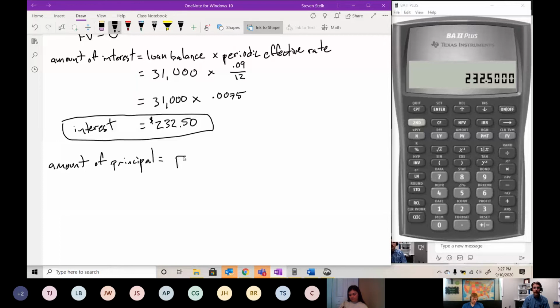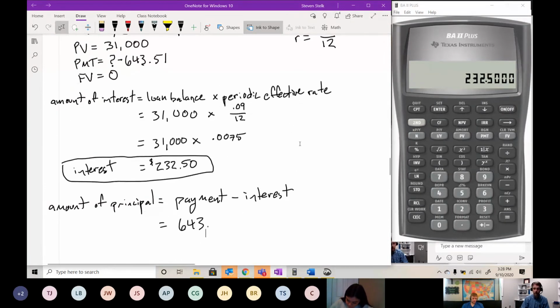Right? The next step, once we know that, to figure out the amount of principal is to take our monthly payment that's fixed, it's the same every month, and subtract out the amount of interest. Right, so our monthly payment was $643.51, right? Yeah, 51. All right, that's the total check that we wrote to the bank, but we need to subtract out $232.50 because that went just towards paying off interest.